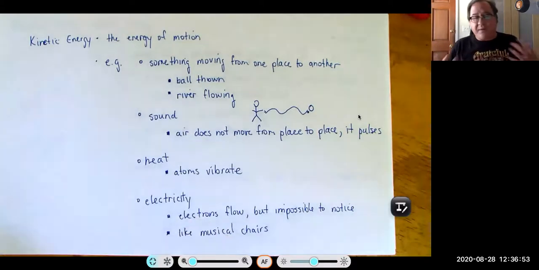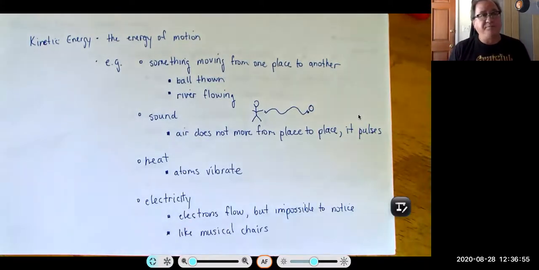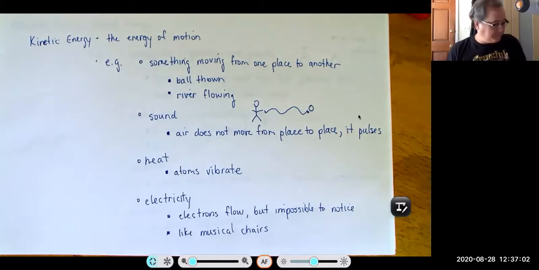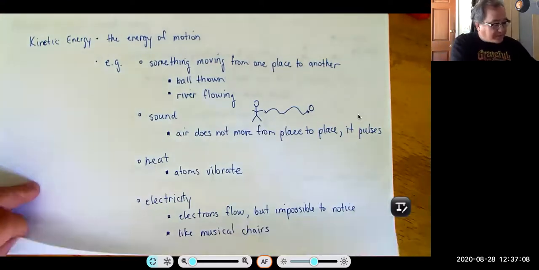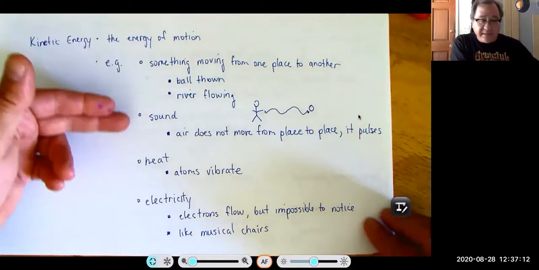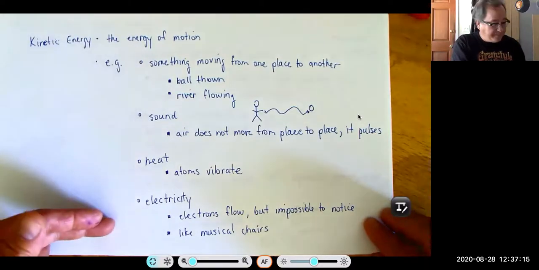And how do you stop your, I don't know, your record player from playing? You unplug it, you interrupt the flow of electrons, okay? Or in other words, you turn off the song and they all sit down. Okay, so 4 types of kinetic energy. Moving from one place to another, sound, heat, and electricity.